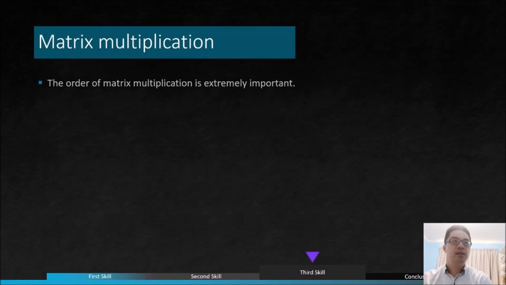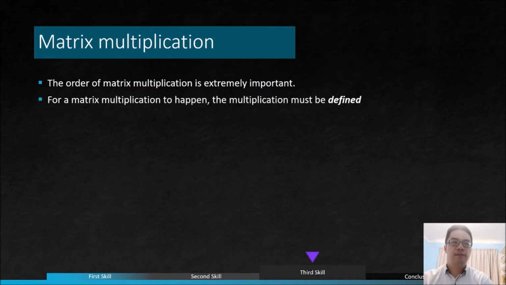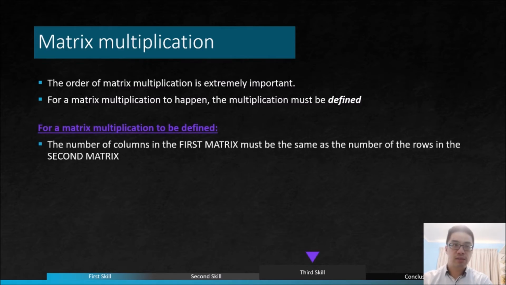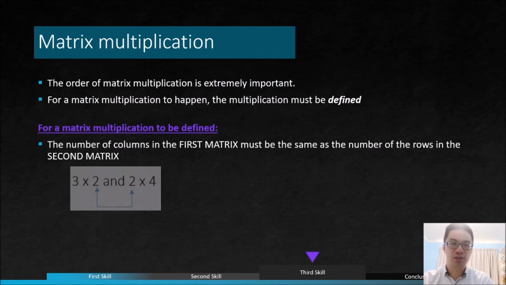Matrix multiplication. The order of matrix multiplication is extremely important. For a matrix multiplication to happen, the multiplication must first be defined. For a matrix multiplication to be defined, the number of columns in the first matrix must be the same as the number of rows in the second matrix. Now that sentence is a handful, so it's easier to show you.